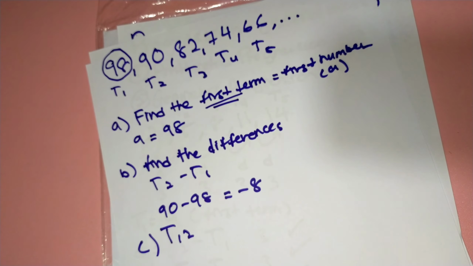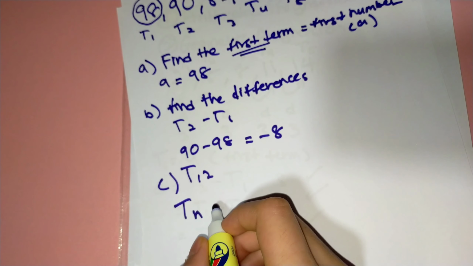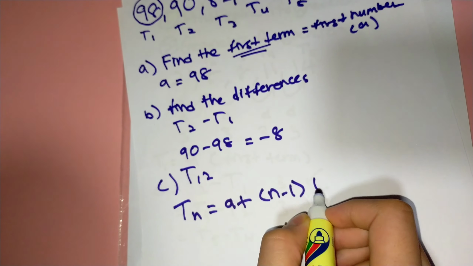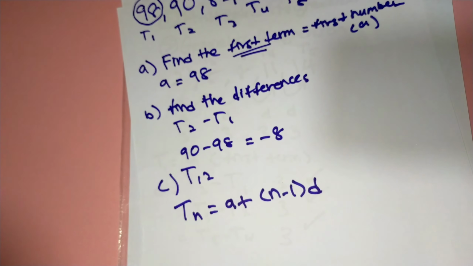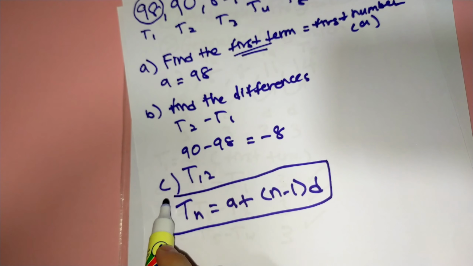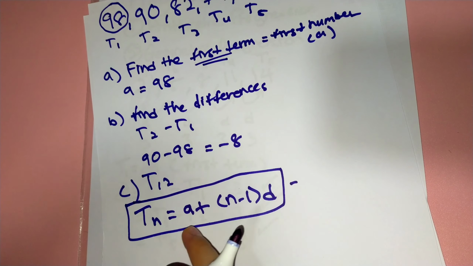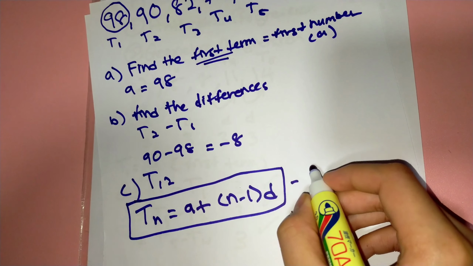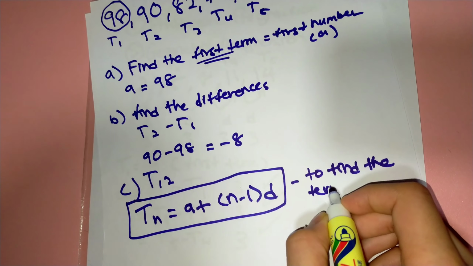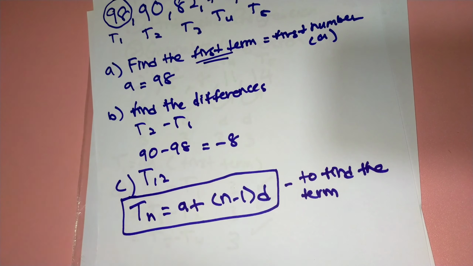So the formula is Tn equal to a plus n minus 1 d. It's quite easy to memorize. This is the main part you must know in this chapter: Tn equal to a plus n minus 1 d is used to find the term, to find which term in the group of numbers.